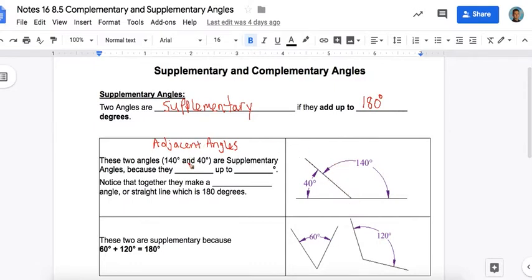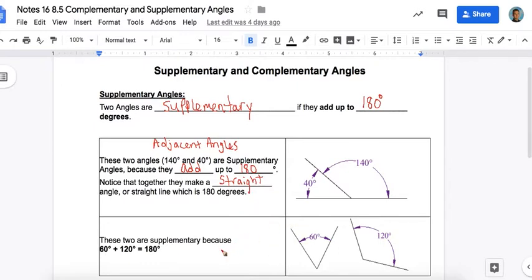So these two angles, 140 and 40 degrees, are supplementary angles because they add up to 180 degrees. And you can think of a straight line starts with S, and so does supplementary, so a straight line is 180 degrees. That's one way you can use to remember it. Notice that together they make a straight angle or straight line, which is 180 degrees.